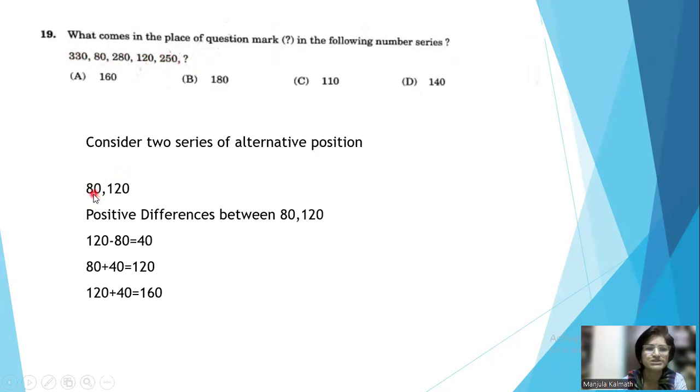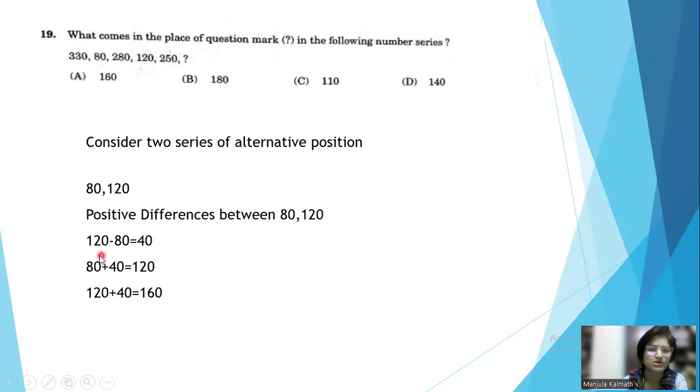So first I'll consider 80 as well as 120 here. The positive difference between 80 and 120: 120 minus 80 is 40. 40 is the difference here. So for 80, if I add 40, it becomes 120. For 120, if I add 40, it will be 160. Now we got the answer here. That is 160, it is the answer.